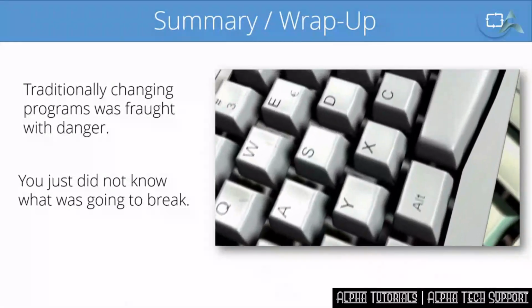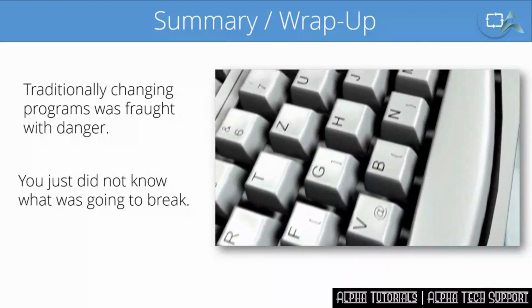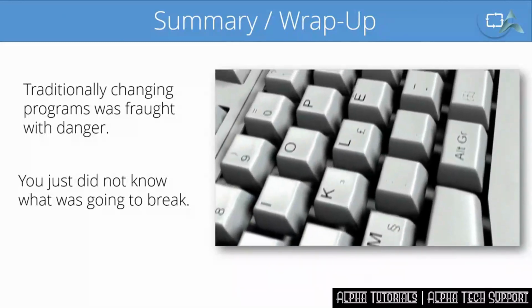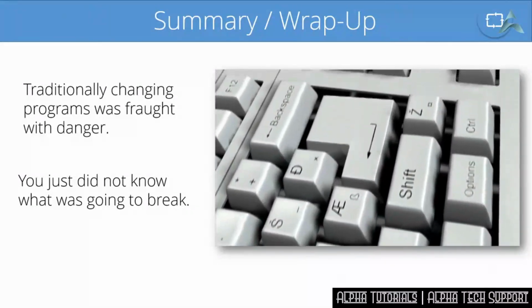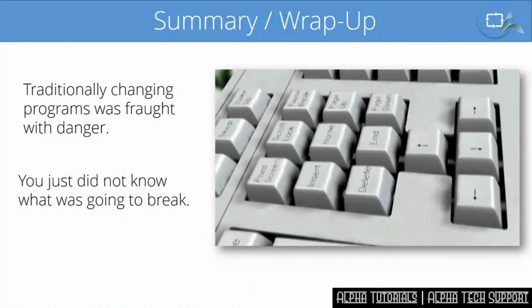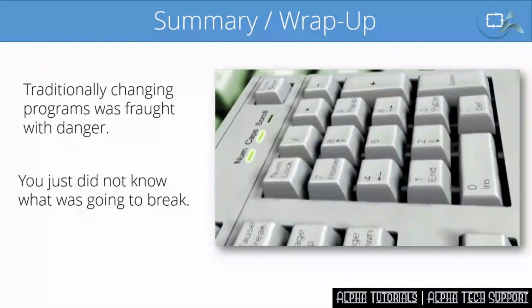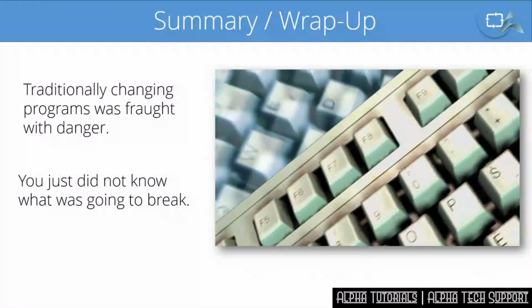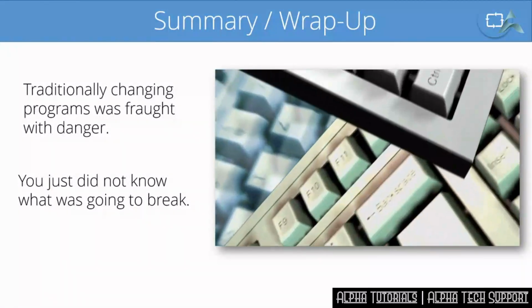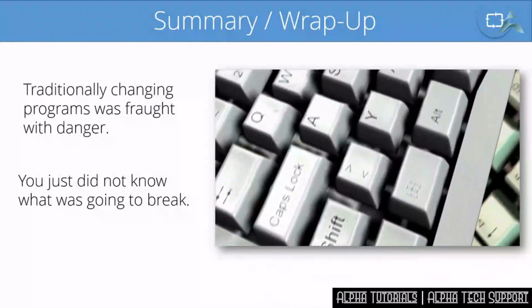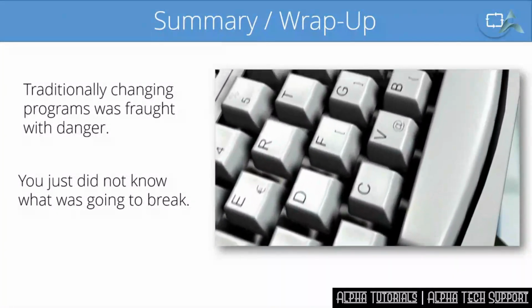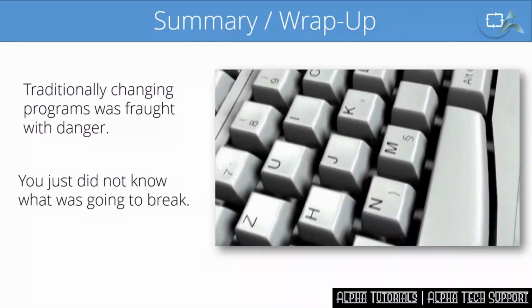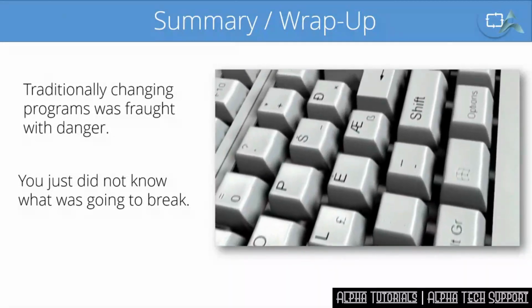Traditionally, the problem with programs and programming is that programs were fragile. The more you changed them, the worse they became. And every change you made was a huge risk, as you just did not know what was going to break. Once the program got above a certain level of complexity, it became almost too risky to even think about changing it.